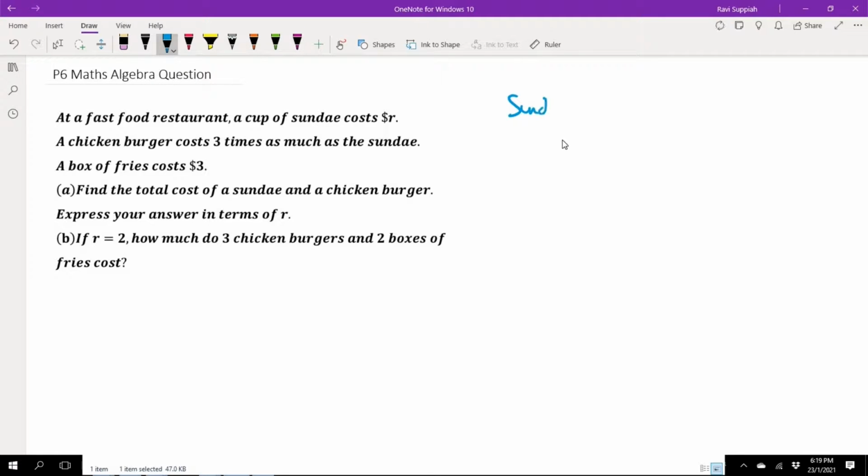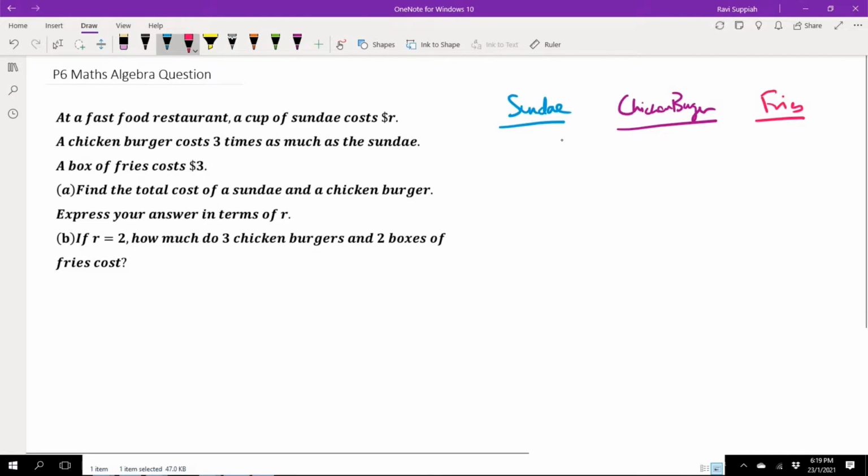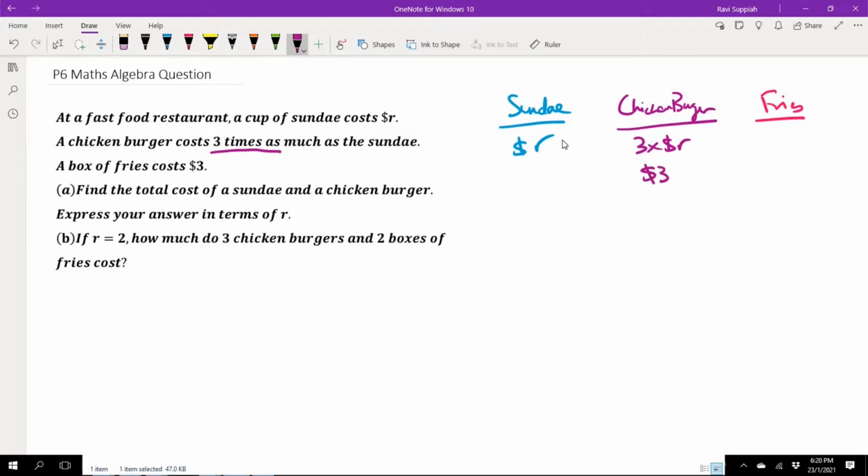So sundae, chicken burger, and finally we have the fries. For the sundae, we are told that it costs R dollars. The chicken burger costs 3 times as much as the sundae. That means it is 3 multiplied by R dollars. So you can simplify it as 3R. And the fries cost $3.